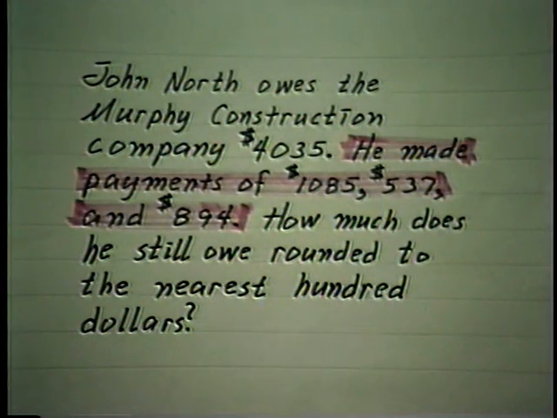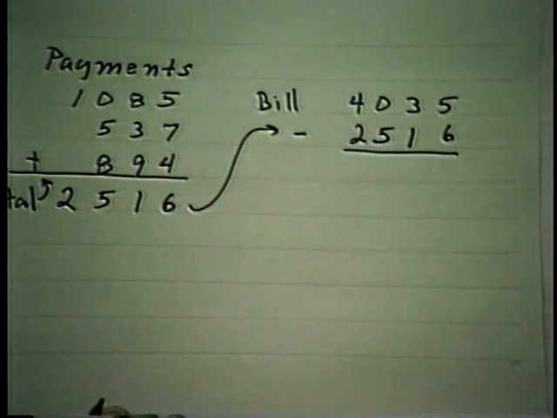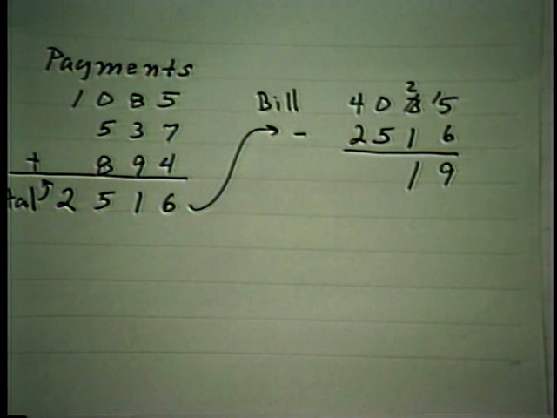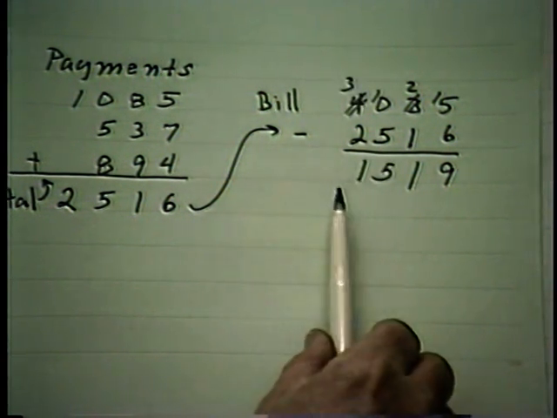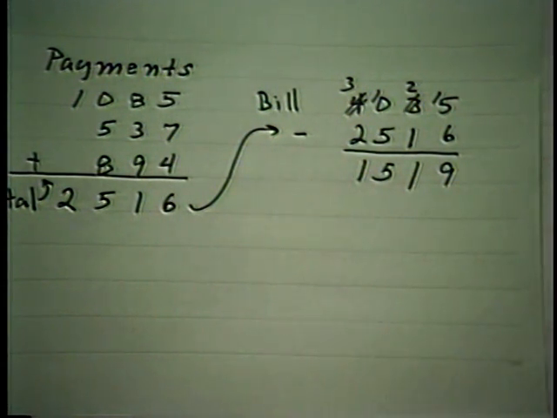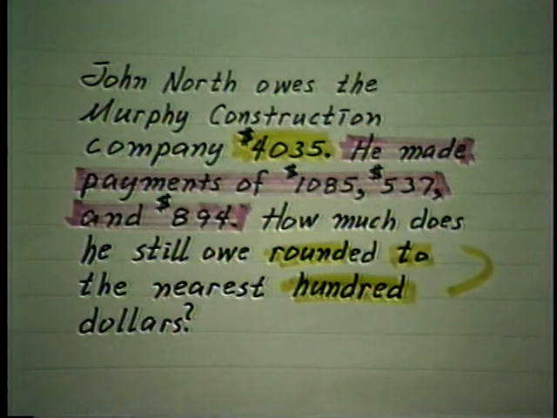But that total is to be subtracted from his bill, which was $4,035. So doing that, we get this subtraction problem, which has the answer $1,519. But they wanted more than that. They wanted the answer rounded to the nearest $100.